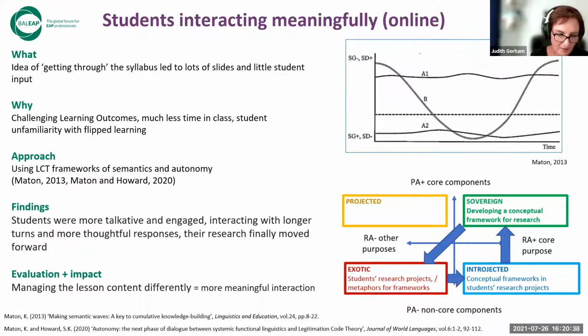The other legitimation code theory framework or dimension that I used is in the bottom right of the slide, the autonomy framework. And there's an example here from the same lesson on conceptual frameworks. Autonomy here means how different autonomous knowledge domains are integrated. So I thought about the different types of knowledge in my lesson and how I wanted to interweave them so that the students would participate more. And I took out a lot of the preparation that they hadn't done very well. And I ended up with the core lesson knowledge, which here is in green, about conceptual frameworks. Then there were some metaphors in the red exotic quadrant down here at the bottom left.